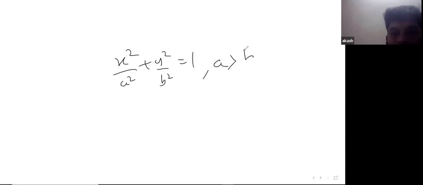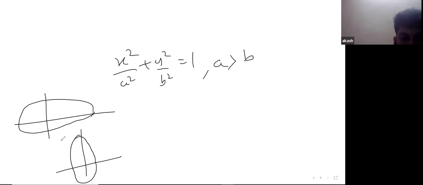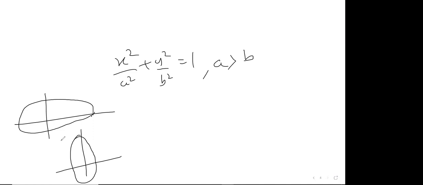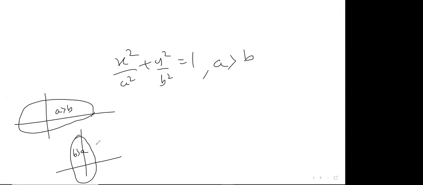If you have a general equation of ellipse, and here suppose a is greater than b, then the ellipse looks like this. And if b is greater than a, then it will look like this. Can you write the letters beside them? Here a is greater than b, here b is greater than a.